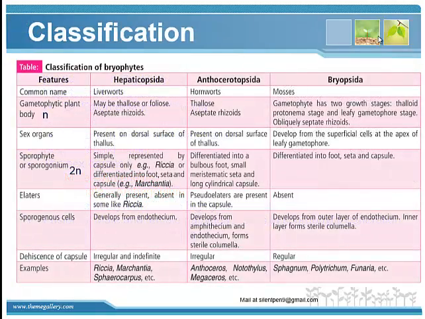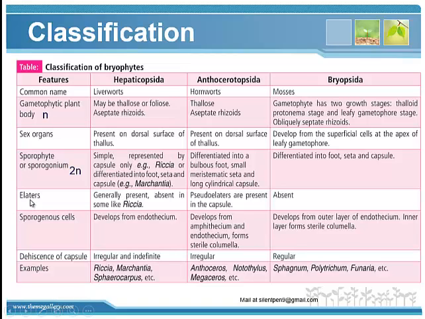Now we look at the classification features. The common names are very popular in your book, but still I'm trying to provide you the scientific names as well, so kindly go through them. First is Hepaticopsida, liverworts; Anthocerotopsida, hornworts; and Bryopsida, mosses. You can see the general information here. I'm going to tell you only the complex ones here.